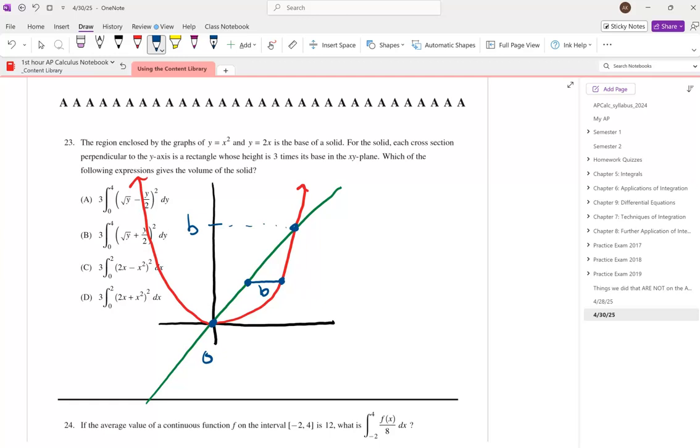To do that, I'm just going to take the x squared and set it equal to 2x, and then just solve that.